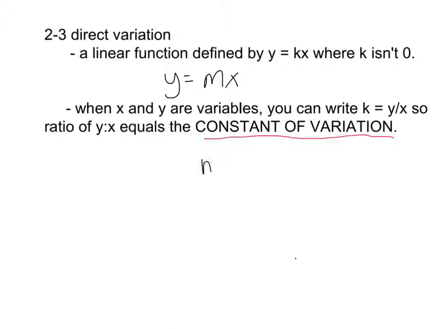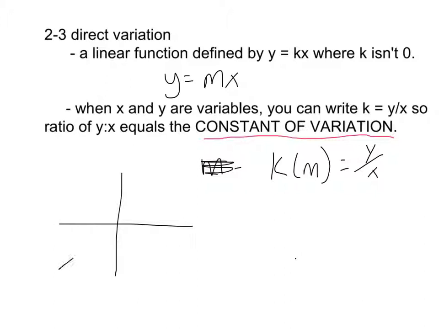So in other words, our slope, or our k, either way, k, our slope, equals y over x. As I said, whatever that slope is, it's always going to pass directly through the origin, and it can be positive or negative.